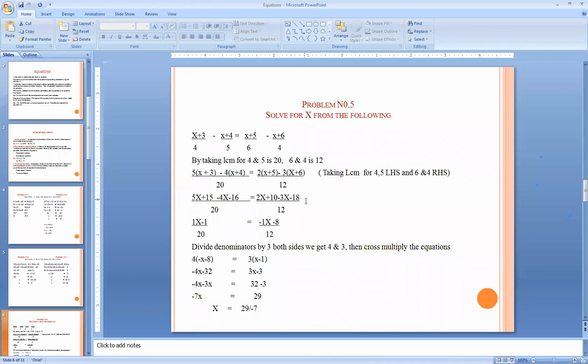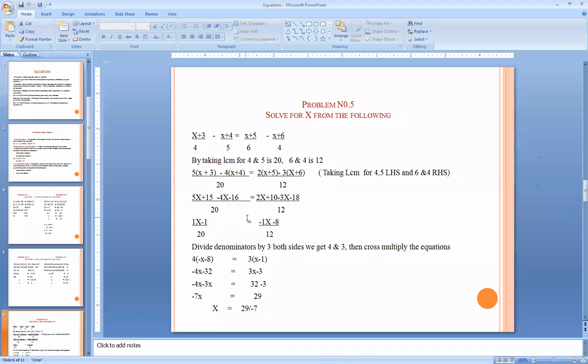Yes, ma'am. In the third step, then why for this 20 are we losing? 4 and 5, the LCM is 20, right? 4 5s are 20. 5 into x plus 3. Are you followed? This only we have written here. Then again with 20 we have divided with 5. 5 4s are 20, is 4. 4 into numerator, that is x plus 4. Are you followed? Yes, ma'am. Thank you, ma'am.